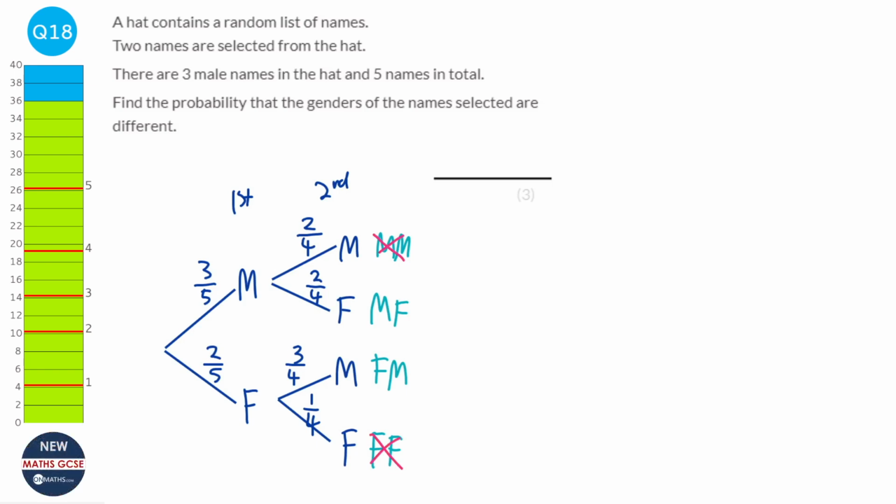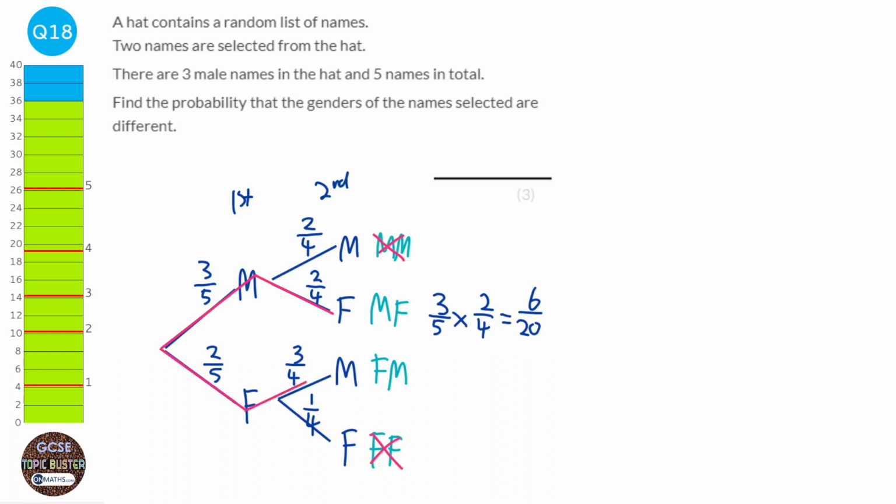And the way that tree diagrams work is as you go along the tree, any fractions you go across, you multiply together to find the outcome. So this will be 3 over 5 times 2 over 4. And I realise I could cancel 2 over 4, but I generally cancel at the end. So 3 times 2 is 6, 5 times 4 is 20. We're going to do the same with the other root.